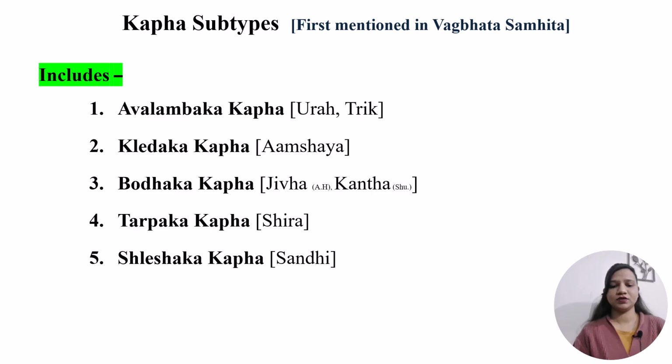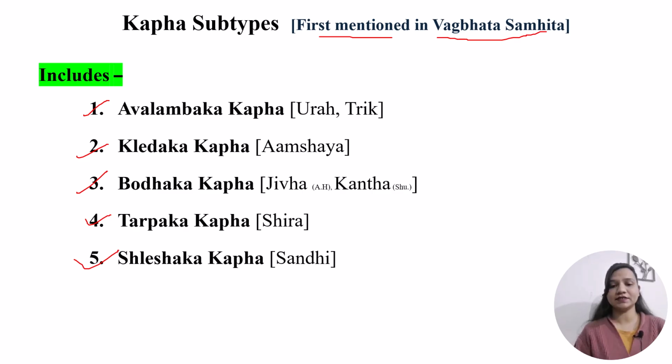Kapha subtypes. There are five types of Kapha Doshas, which are first mentioned by Acharya Vagbhat. This point you have to keep in mind that Kapha subtypes are first mentioned in Vagbhat Sahita by Acharya Vagbhat. The Kapha subtypes include Avalambaka Kapha, Kledaka Kapha, Bodhaka Kapha, Tarpaka Kapha and Shleshaka Kapha. So there are five subtypes of Kapha doshas.